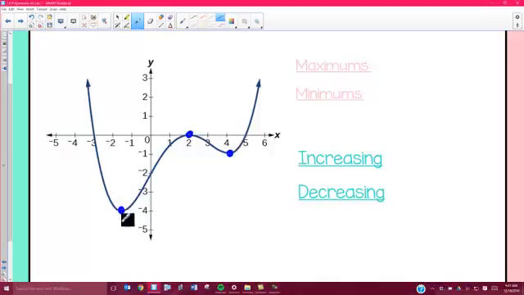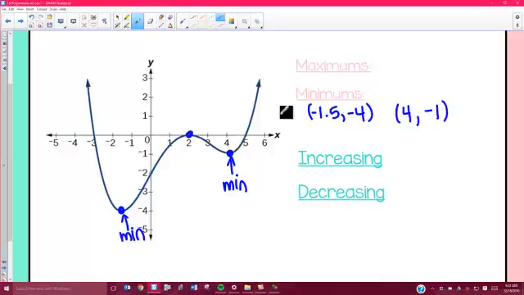So since I have these two right here, this would be a min. It's a low point, and this one is also a min, because again, it's that low point in that area. So if I name this point, I would say that that's at about negative 1.5 and negative 4. And then I have another minimum over here, and we're just going to say that's at 4, negative 1. Again, these are intervals. These are just points. So this is a coordinate of a point. These will be intervals down here.